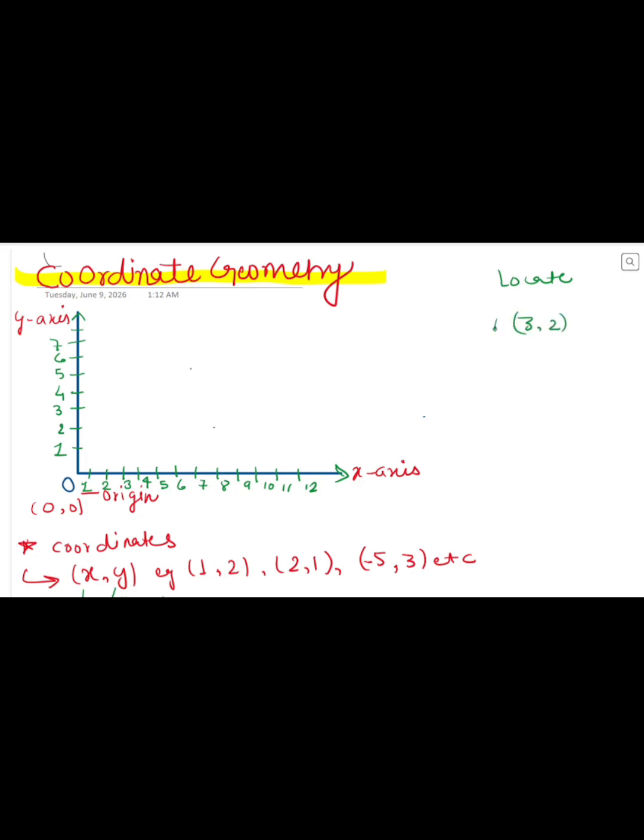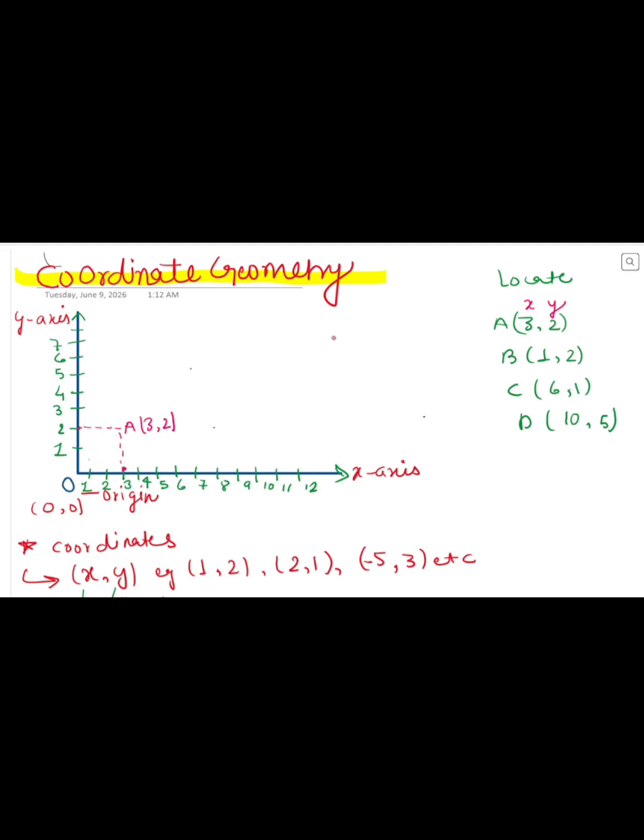So if I am saying A has the coordinate (3, 2), B is a point that has the coordinate (1, 2), C is a point that has the coordinate (6, 1), and D is a point that has the coordinate (10, 5). So let's begin with A, that is (3, 2). So 3 is x and 2 is y. On the x-axis we have to find 3, on the y-axis locate 2, make a dotted line, and the intersection is the place where we have the point A, which has the coordinate (3, 2).